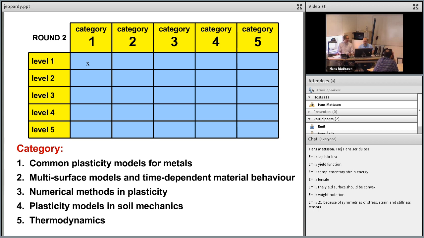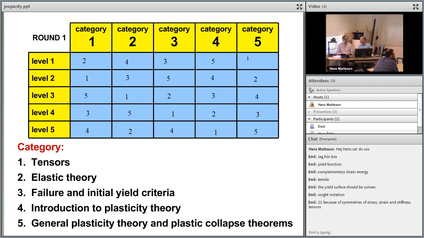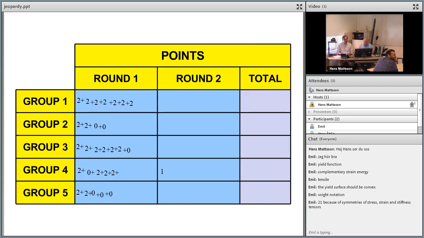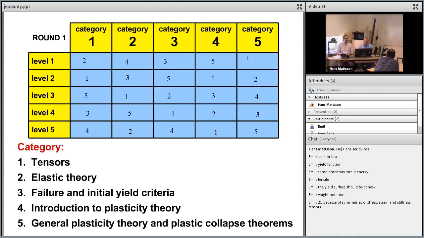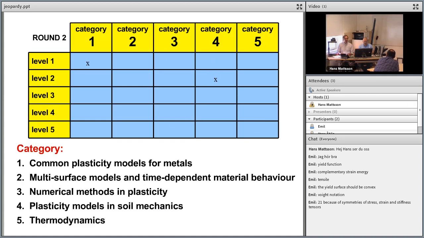Category 4, level 2. Is that correct? Category 4, plasticity model in soil mechanics, level 2. What does the abbreviation CAM stand for in the CAM clay model? I think group 5. Yes, group 5. Yes, that's correct. Cambridge, because the model was developed there. Group 5 answered correctly the latest time. Please choose question.